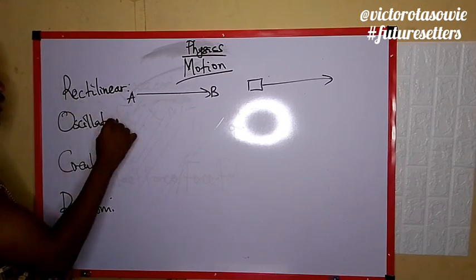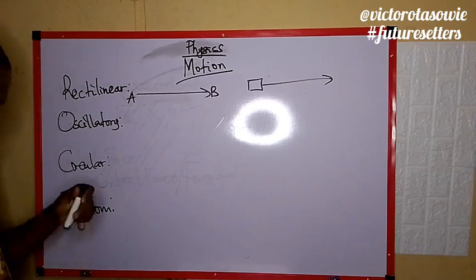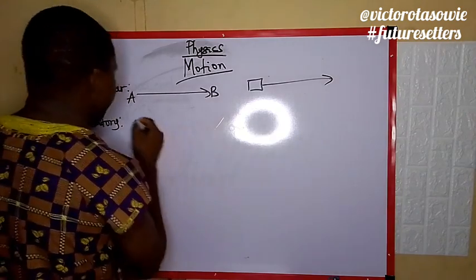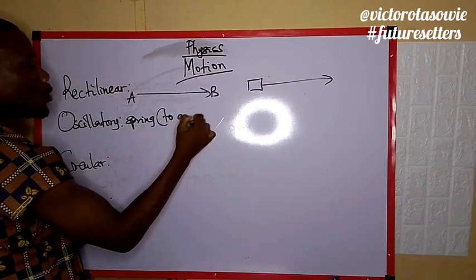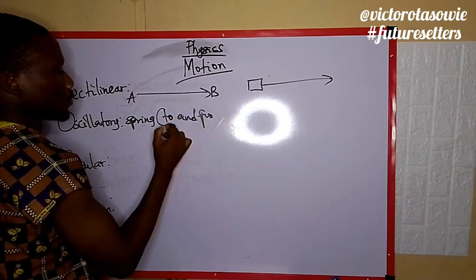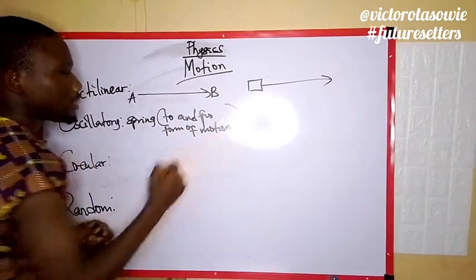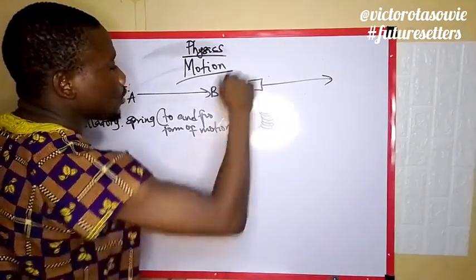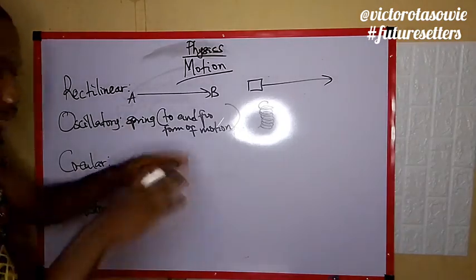So we have the rectilinear, we have the oscillatory. What's oscillatory all about? Oscillatory is moving up and down, up and down. The body is just like a spring. Talking about a spring, it can also be said to be a to and fro form of motion. You just move it up and down, up and down. That's oscillatory. It is not stable.